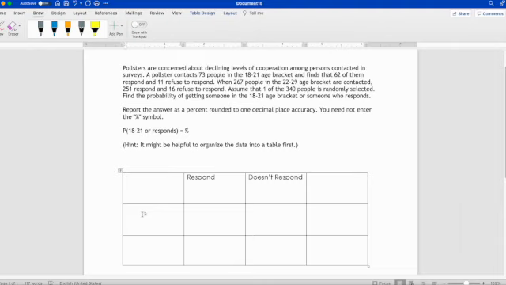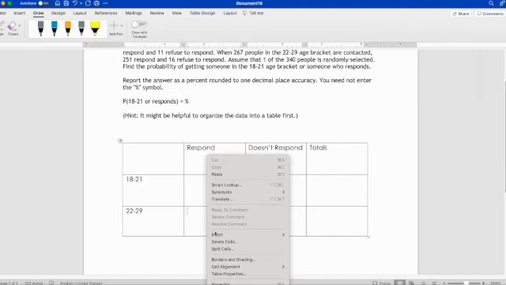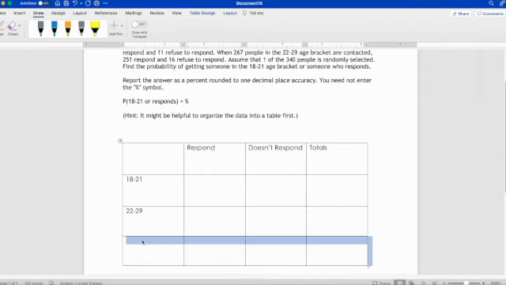So we have an age group that's 18 to 21, and then we have another age group that is 22 to 29. Like I said, it doesn't matter if you put the age groups across the top and respond or doesn't respond along the rows. It doesn't matter as long as it's correct. And then we'll put the totals here. Whoops, I need one more row down here. Let's see, insert row below, total.